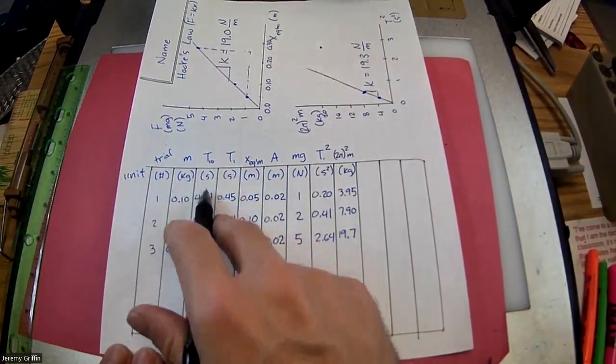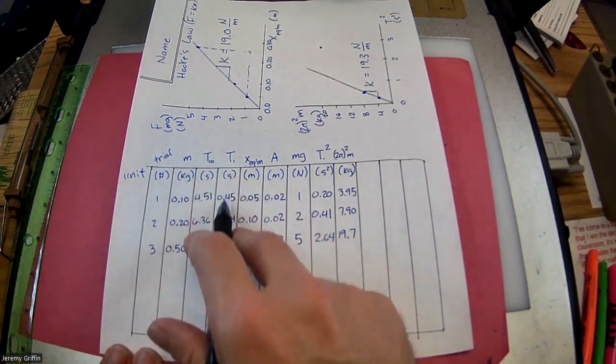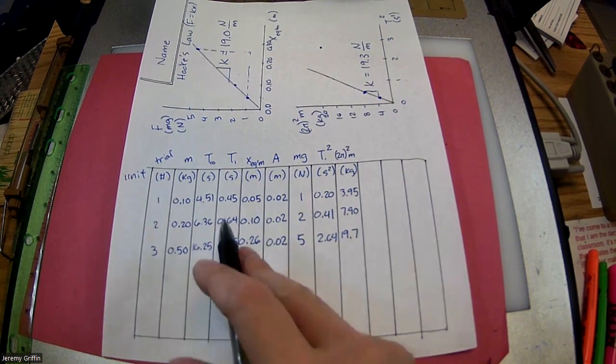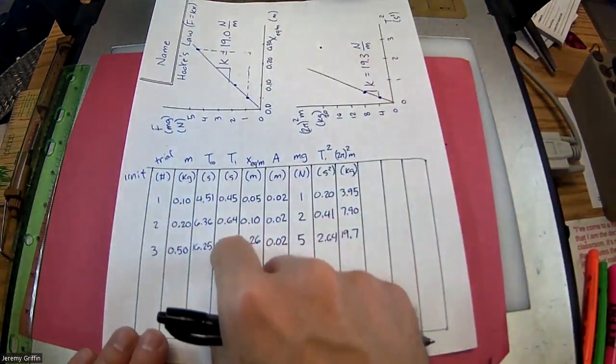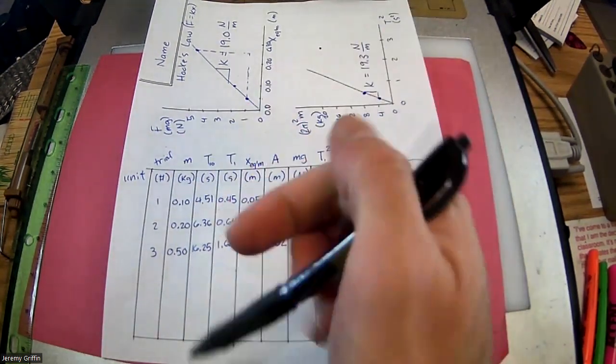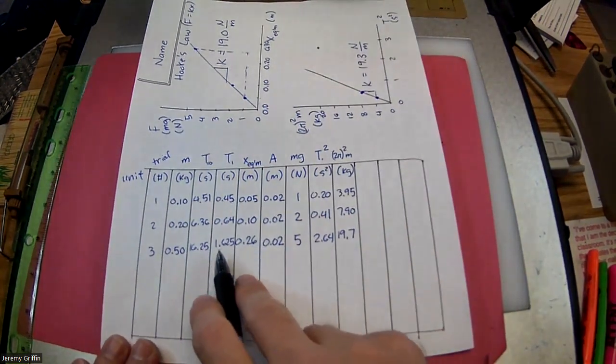So what's the time period? Sorry, what's the time to oscillate 10 times? Then divide that by 10 to get the time period for one oscillation, so that you can reduce random error, especially with the stopwatch, trying to figure out when to start and stop that. Because if you do 10 divided by 10, that error also gets divided by 10. So it gets a lot more accurate.